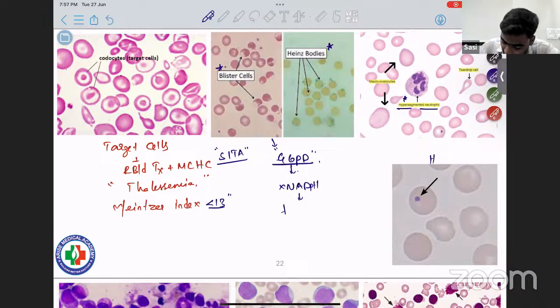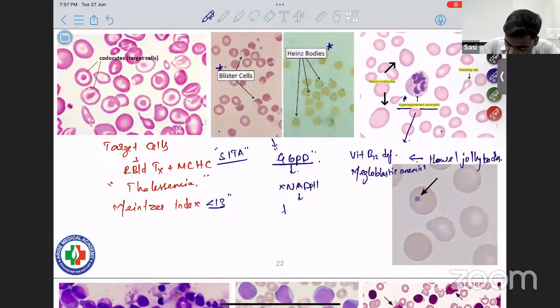Yeah, fine. It is known as the Howell-Jolly bodies. You know, these Howell-Jolly bodies and hypersegmented neutrophils, both of them are seen in the case of vitamin B12 deficiency anemia, or megaloblastic anemia. In the case of these Howell-Jolly bodies, they are actually what?